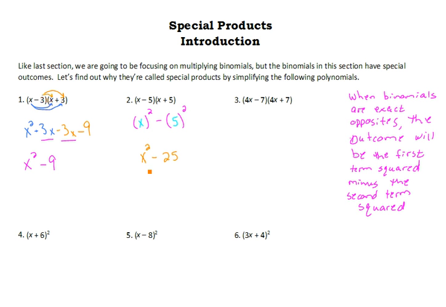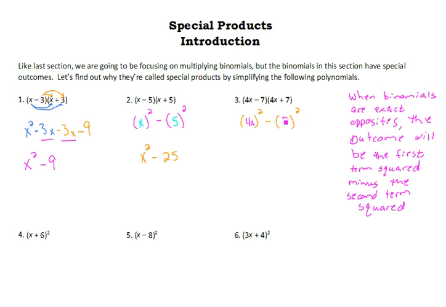Simple as that. Okay, understanding why that's special, those are two exact opposites. So let's go ahead and try that for 3. Again, 4x, 7, 7. I have opposite signs, so I know it's the first term squared minus the second term squared. And I'm just going to fill in the blanks. 4x squared minus 7 squared.